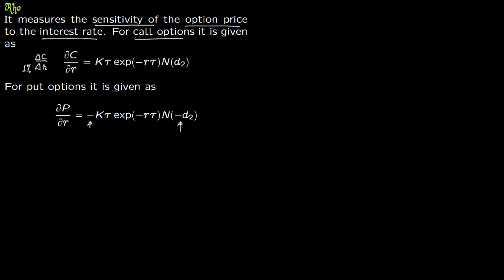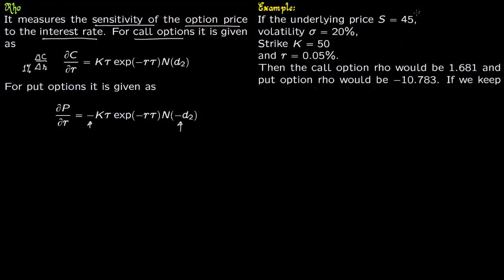So let us do an example. Say the underlying spot price for the stock, commodity or financial instrument is $45. Volatility is 20%. Strike price is 50. Risk-free rate is 0.05%. Tau is 3 months. Then the call option rho would be 1.681 and the put option rho would be minus 10.783.